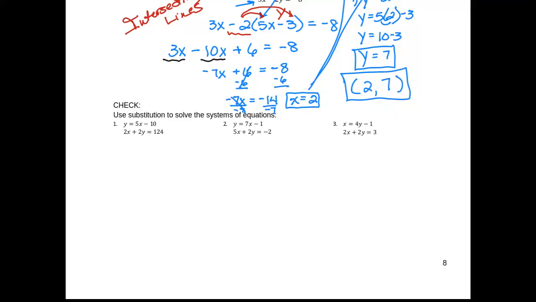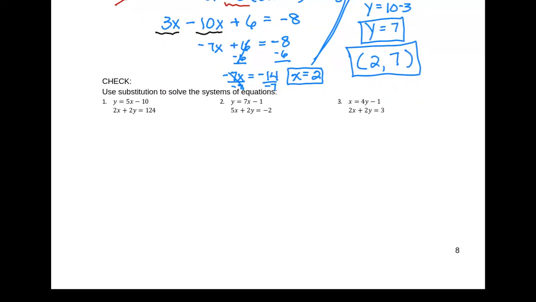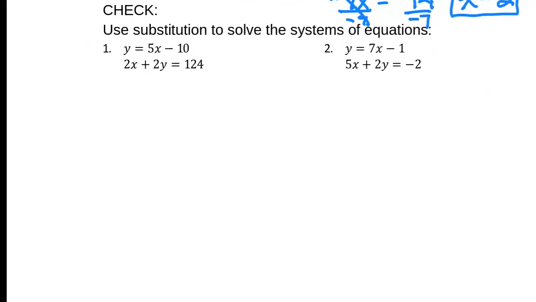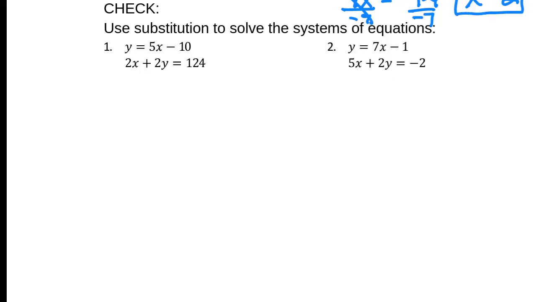Let's try the first, number 1, down below. It says y equals 5x minus 10 and 2x plus 2y equals 124. For this first set of equations, this is called a system of equations. Again, we have y isolated. It is by itself on the left-hand side. So I'm going to substitute 5x minus 10 in place of y in the other equation.